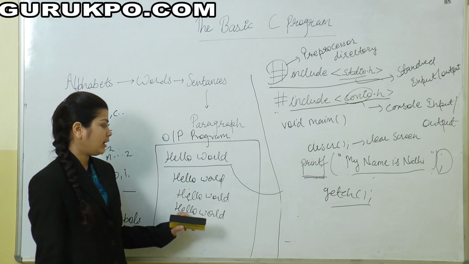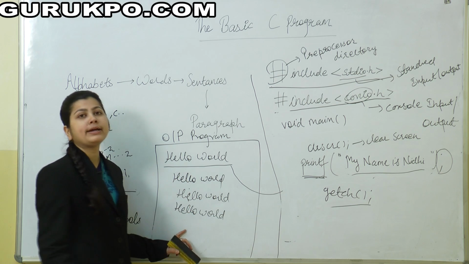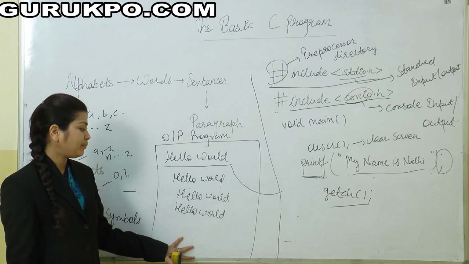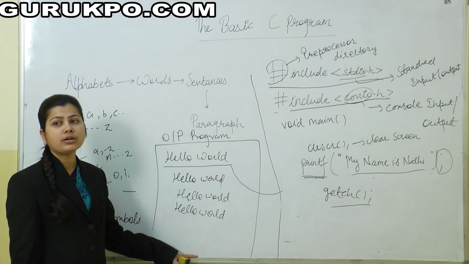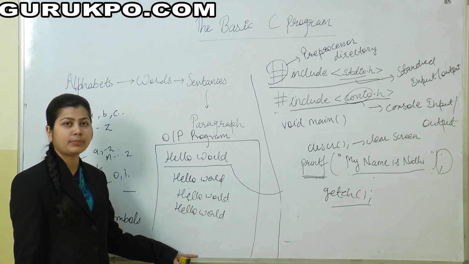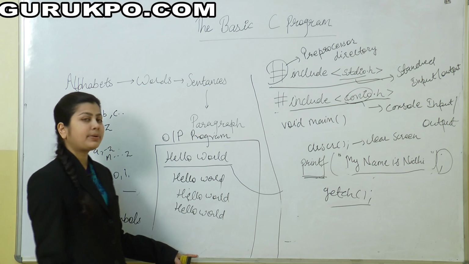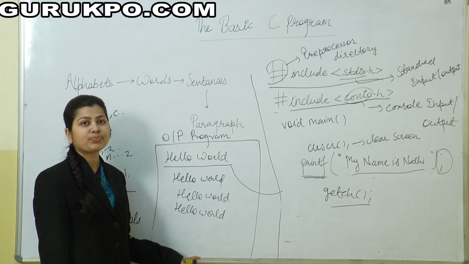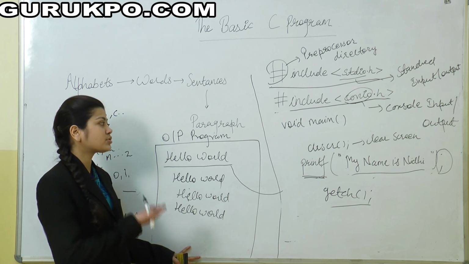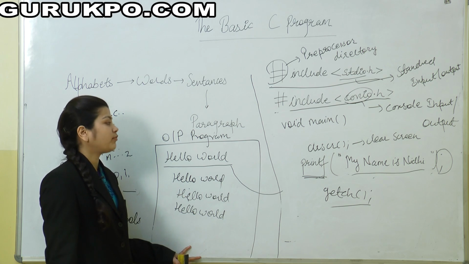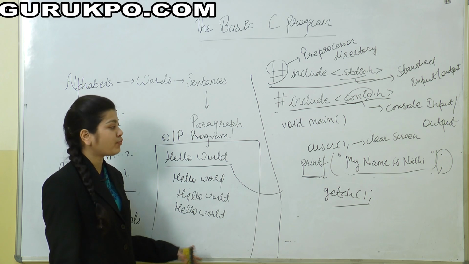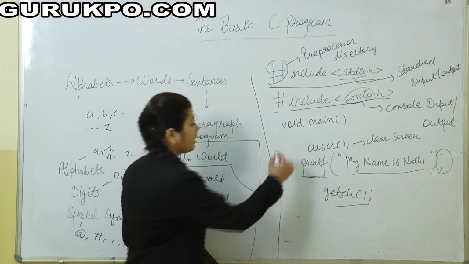So when the output is displayed in the output window, the compiler waits for some seconds to take input from the user because getch is used in the program. After we press any key on the keyboard, the compiler returns to the editor with the help of the getch function. So we use the getch function in our program.